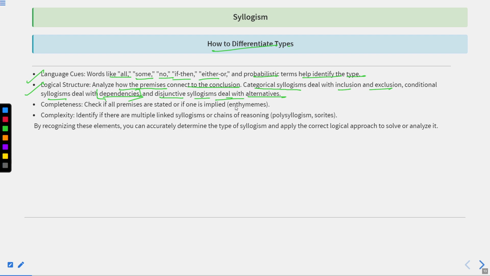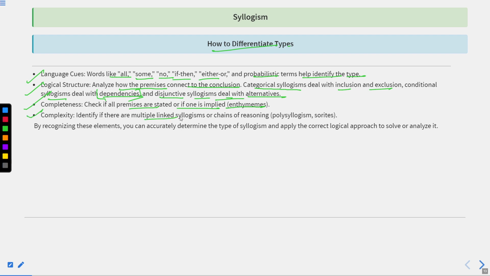So now you have understood the differences. Check if all the premises are stated or if one is implied. If one is implied, then what does that mean? That it is a form of enthymeme syllogism, where we have to suppose one statement that has not been provided.